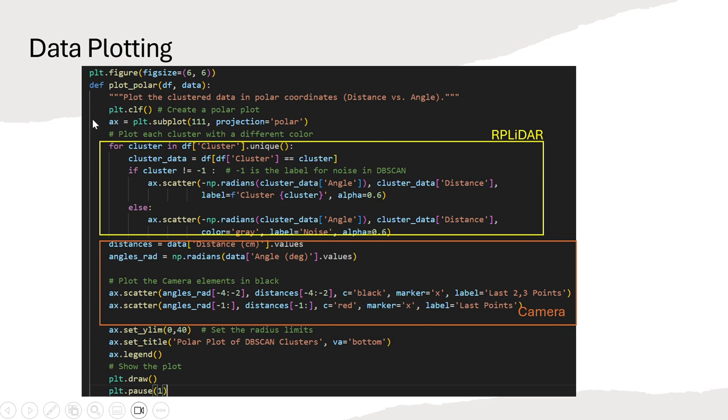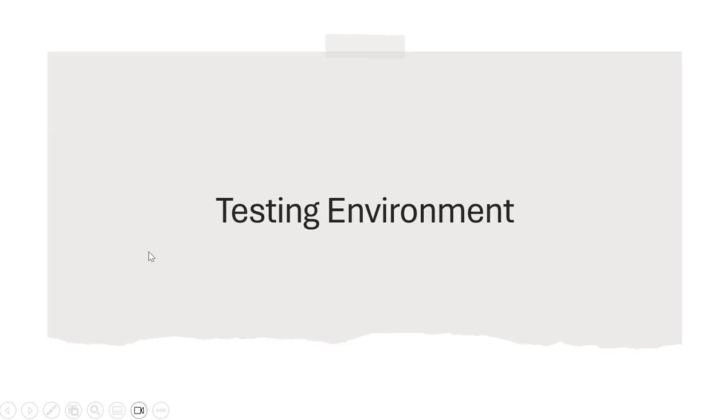For the data plotting, we can see the function. The yellow part is the RPLiDAR plotting, which has different colors, and negative one stands for the noise. The orange part is the camera display plotting.